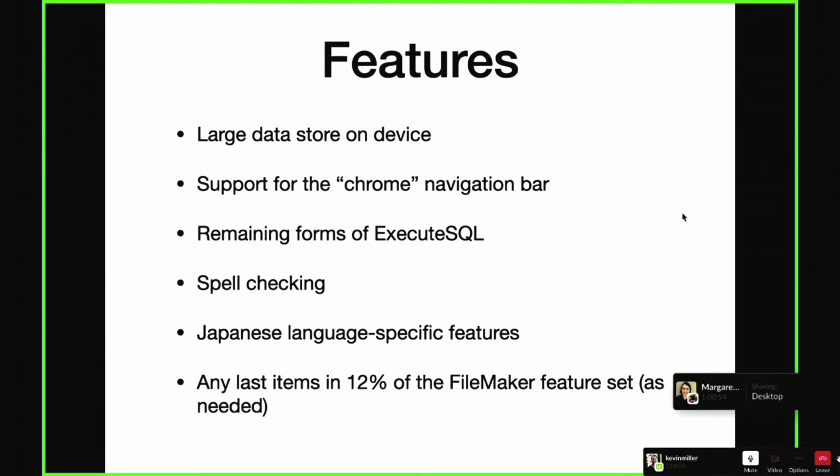There are still some forms of SQL that we do not support. We do support a number of the main forms, and you can see a list of those in the document that I shared earlier in the series. It has a list of all the features that we've got implemented. Spell checking, just a must-have. A few more Japanese language specific features that I believe Japanese language solutions do now, for the most part, compile. And then any last items in that 12%, I think this actually covers a few more percent of the feature set. But we'll do anything else that's really needed.